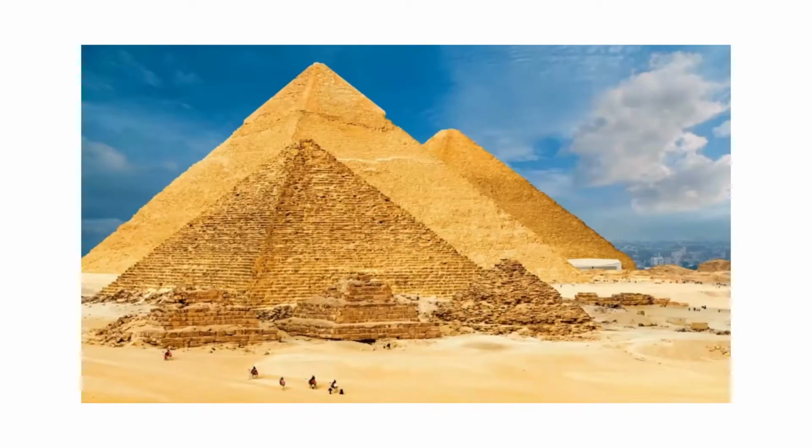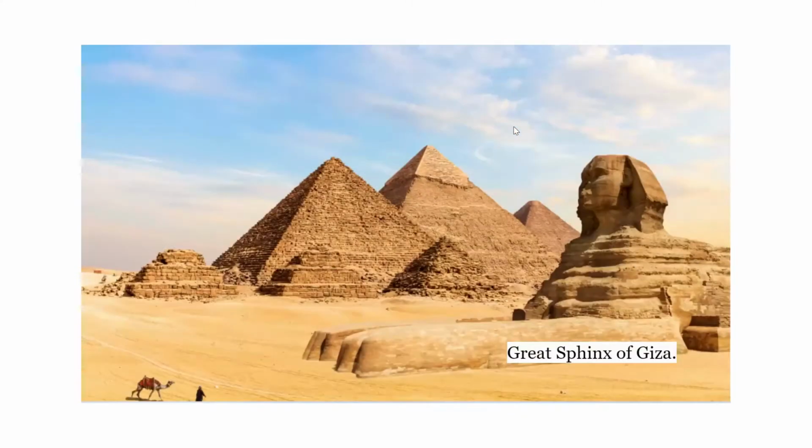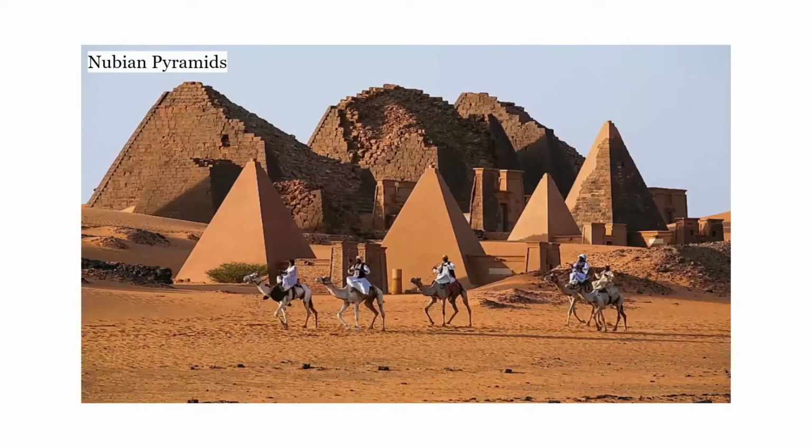The Great Pyramids that you can find in Egypt, the Great Pyramid of Giza, the Great Sphinx of Giza. Nubian pyramids were built by the rulers of ancient Cushitic kingdoms found in present-day Sudan.